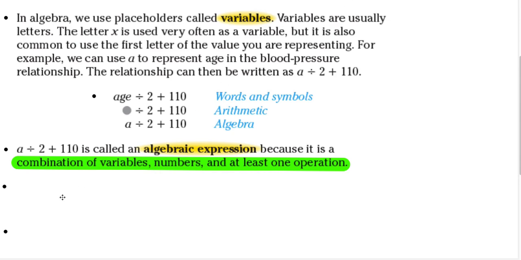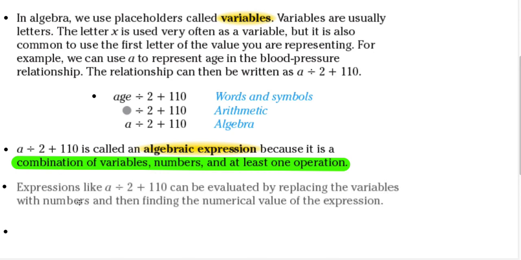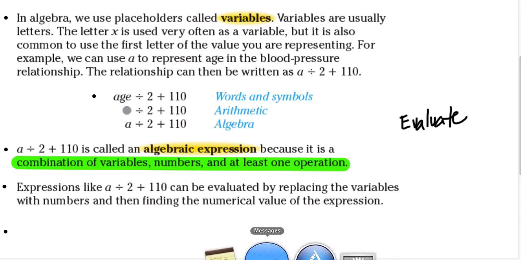And from there, we have expressions like A divided by 2 plus 110, which can be evaluated by replacing the variables with numbers and then finding the numerical value of the expression. So if you remember, when we say evaluate, we need to do two things. And that is to substitute and simplify. So we substitute and we simplify when we evaluate.